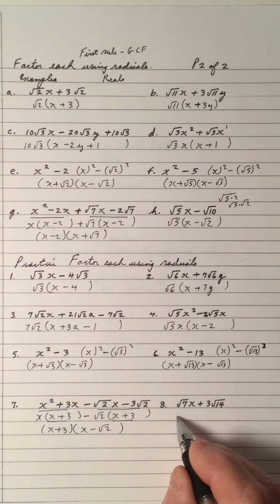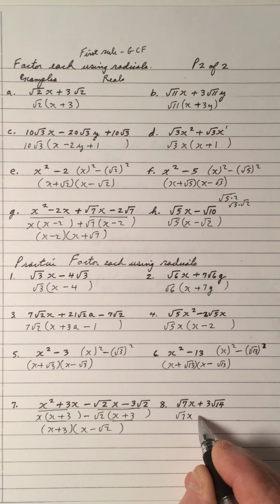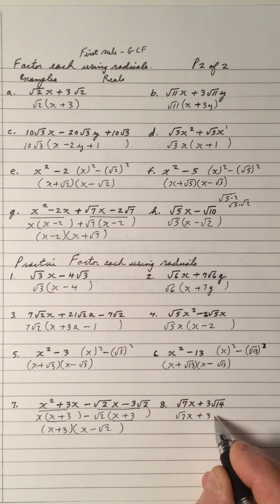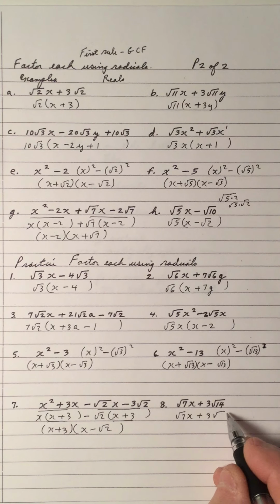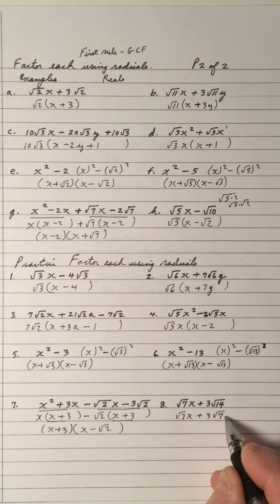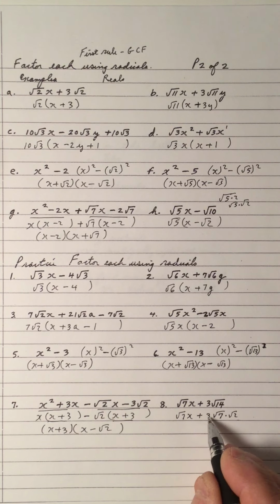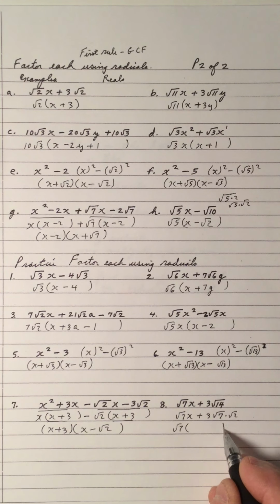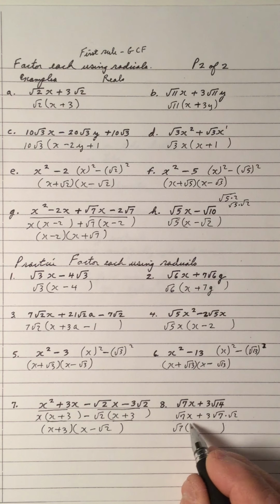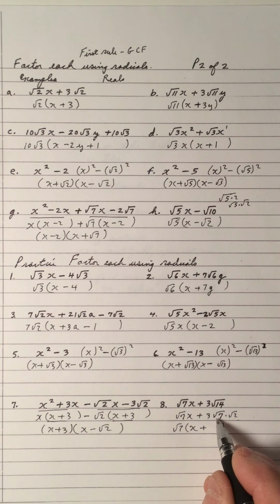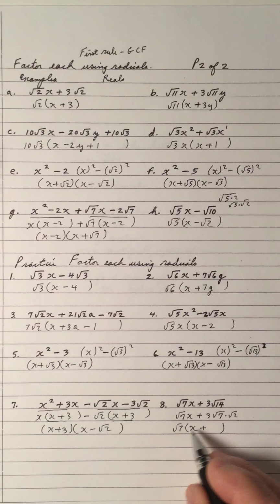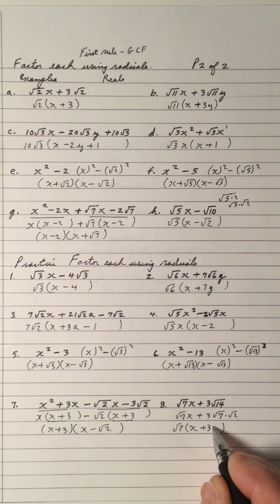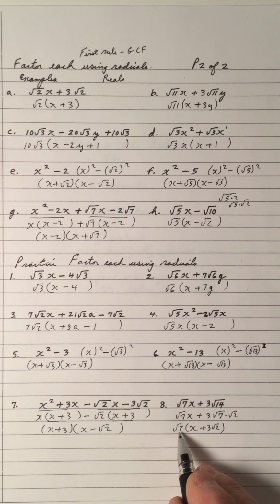And in here I see a root 7x. And I notice that root 14 is made up of root 7 times root 2. I'll just write that down. Now I see root 7 is my GCF. So root 7x divided by root 7 is x, plus 3 root 7 times root 2 divided by root 7 is 3 root 2. And just check back.